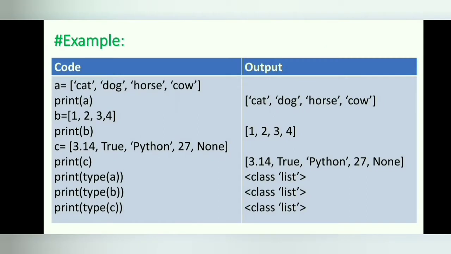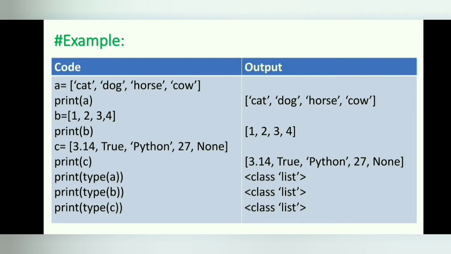Example. In this example, a list containing string type values cat, dog, horse and cow is assigned to the variable a. The following print statement, print a, will display the list cat, dog, horse, cow. Similarly, a list containing integer type values 1, 2, 3, 4 is assigned to the variable b. The following print statement, print b, will display the list 1, 2, 3, 4.